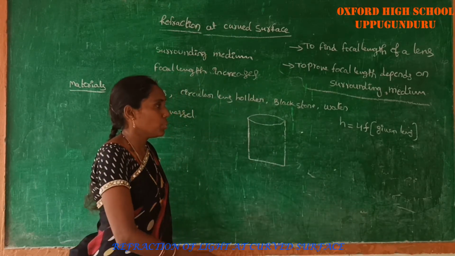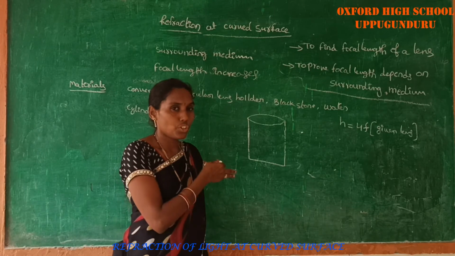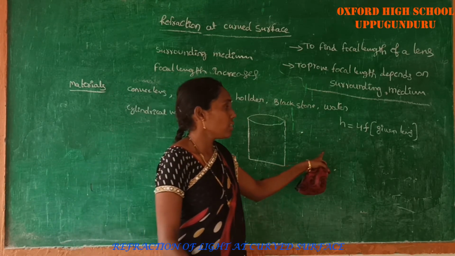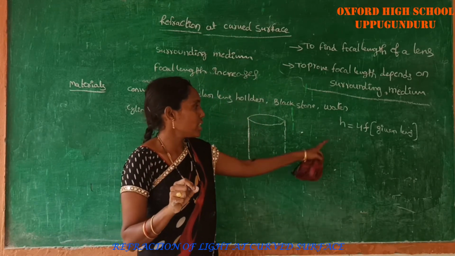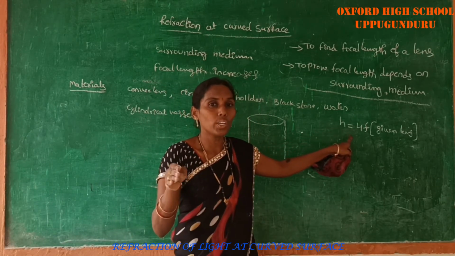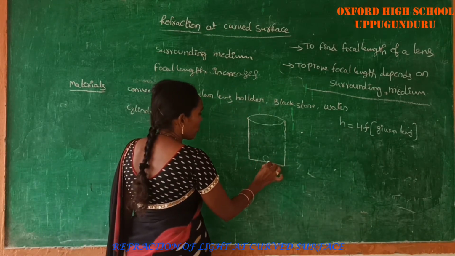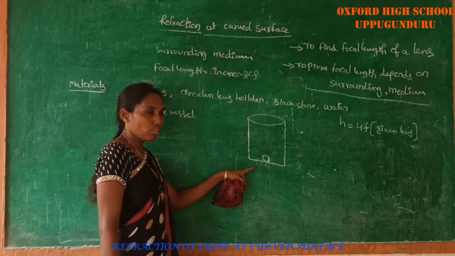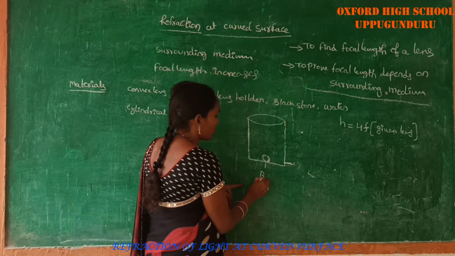Now this is very important. From the examination point of view, a 4 marks question can be given. The height of the cylindrical vessel is greater than the focal length of the convex lens, such that the height h is equal to 4 times the focal length. And next, keep a black stone at the bottom of the vessel.